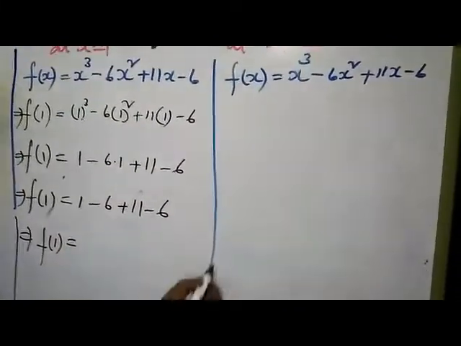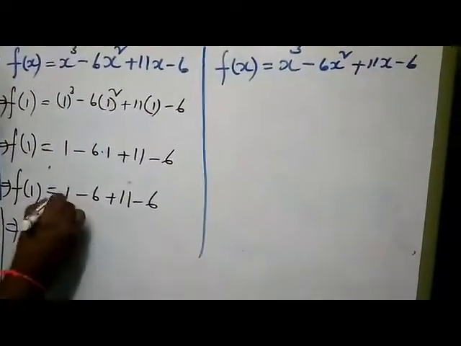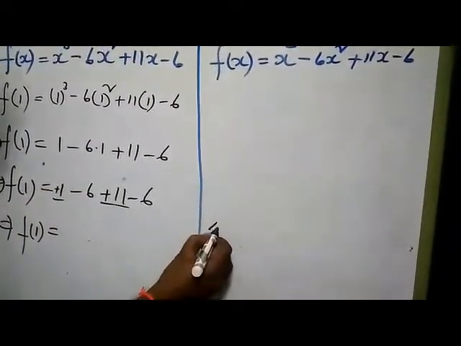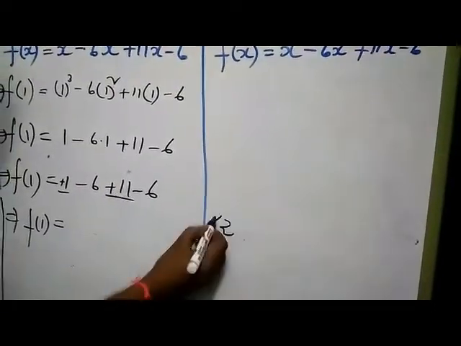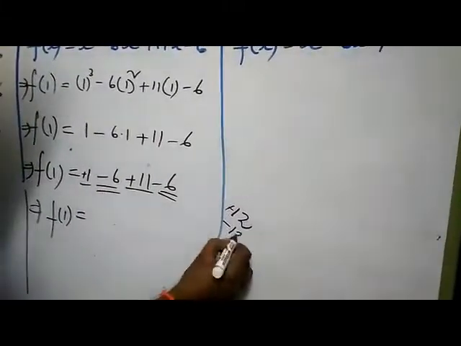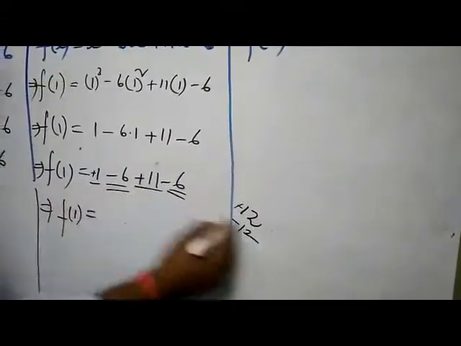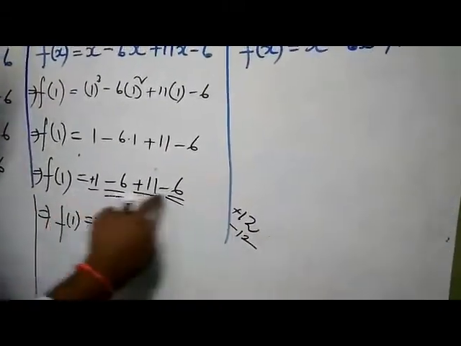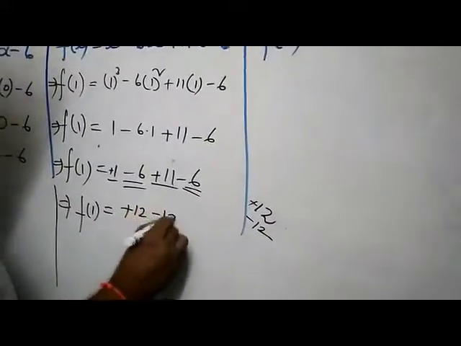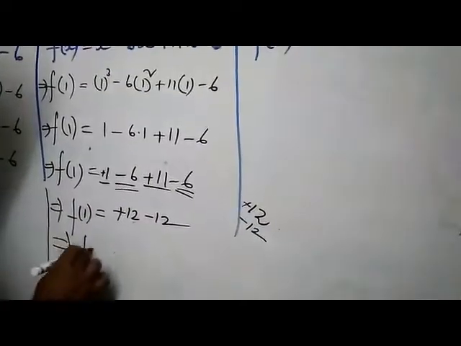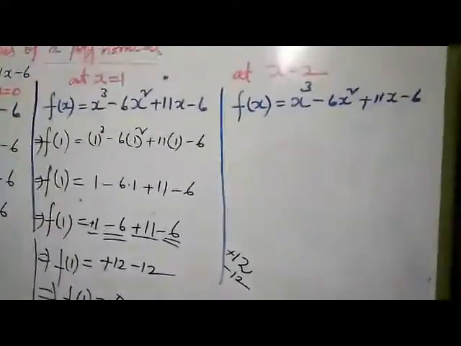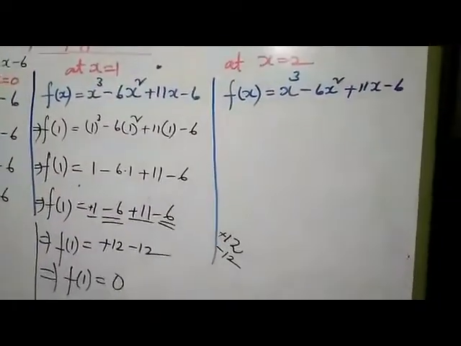Here, what is that? Plus 1 plus 11 is equal to plus 12, minus 6 is equal to minus 12. So here plus 12, minus 12. Finally, f of 1 is equal to 0.